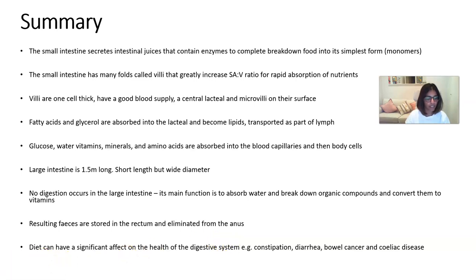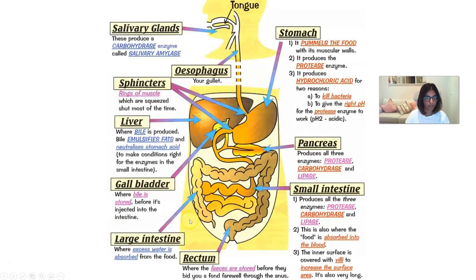Diet can have a significant effect on the health of the digestive system and can lead to conditions such as diarrhea, constipation, bowel disease and celiac disease. Here we have a cartoon summary of what is going on throughout the entire digestive system. I would strongly recommend that you take the time to look at this and perhaps create your own diagram to help you revise and understand what is happening at each stage. Color coding would be useful here.